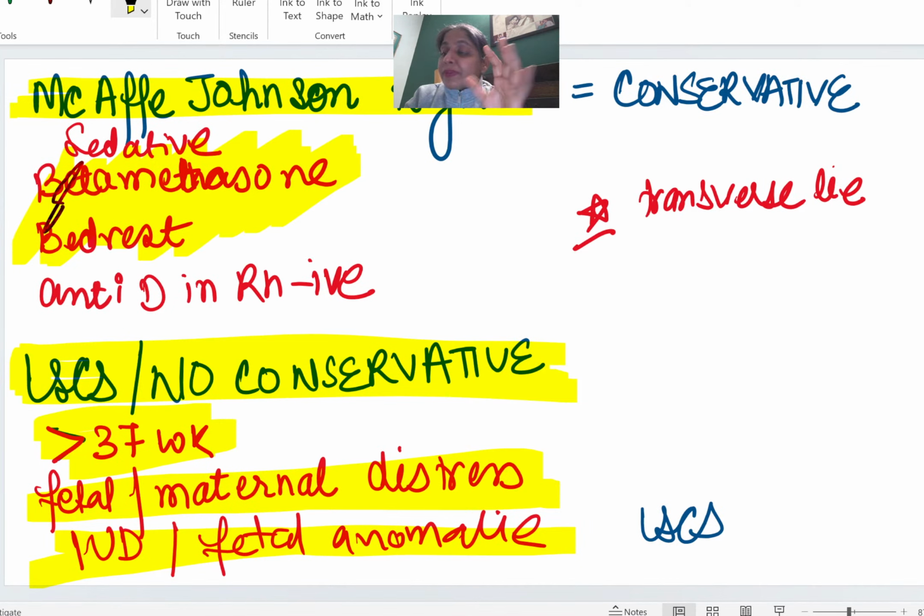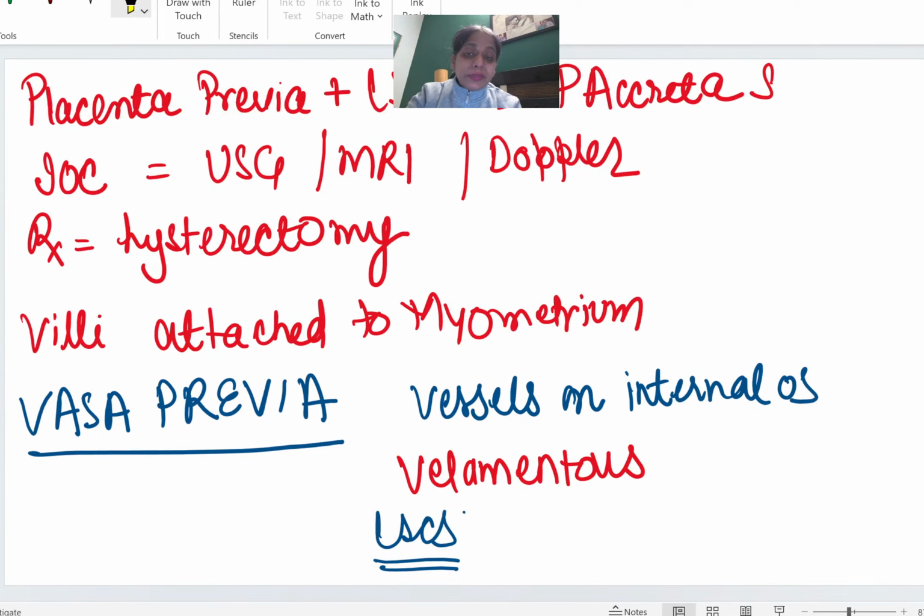In placenta previa, either they ask questions on an image, or they ask when you will do conservative management and when you will do cesarean. Is it clear? Any queries till now? Please feel free to ask.